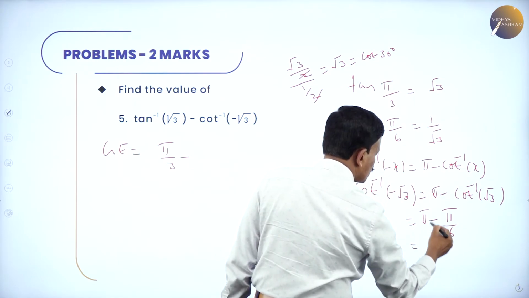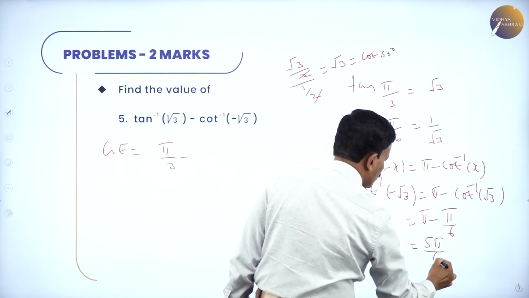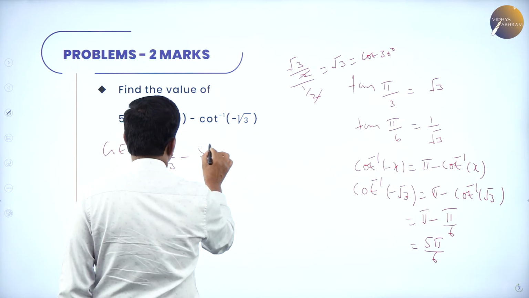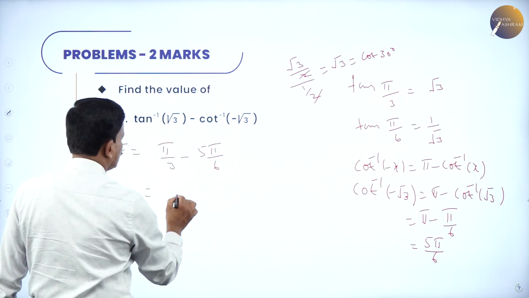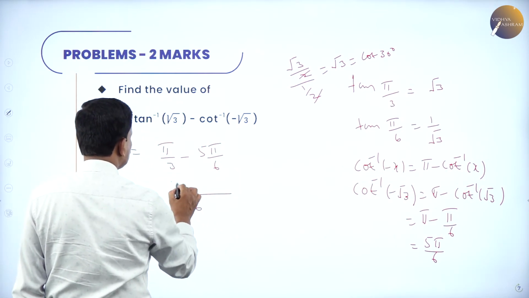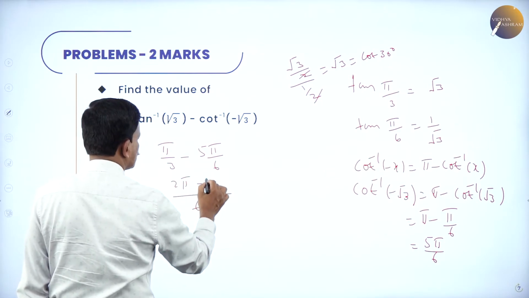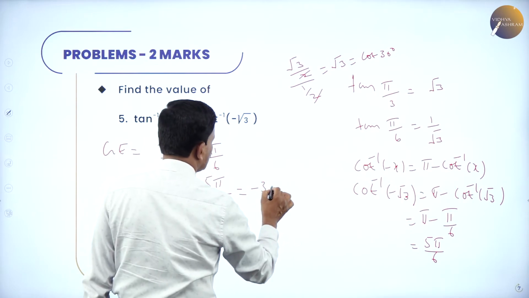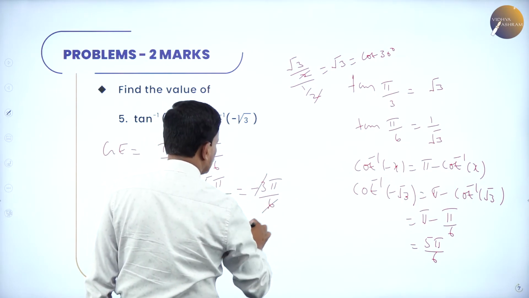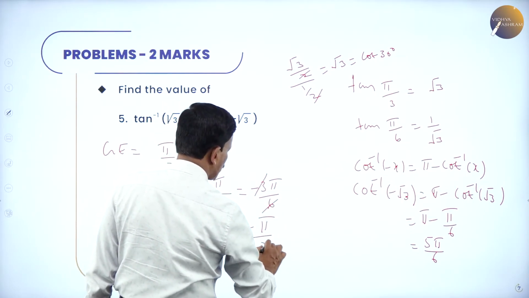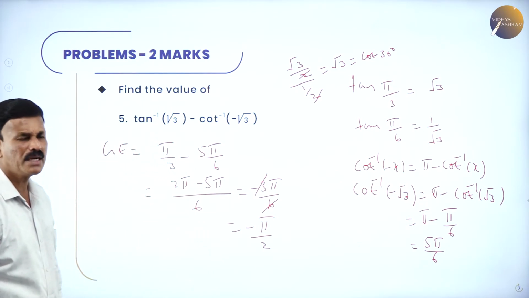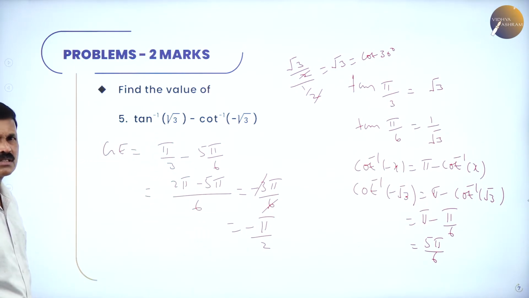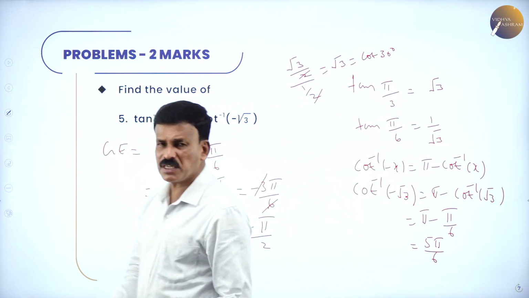Take LCM. 6 pi minus pi is 5 pi by 6. So I will write here, it is 5 pi by 6. Take the LCM, 6 is the LCM. This is 2 pi, 6 gets cancelled, minus 5 pi. So this is equal to minus 3 pi by 6, which is also equal to minus pi by 2, dividing by 3. Minus pi by 2 is the simplified answer for this. Let me explain once again.